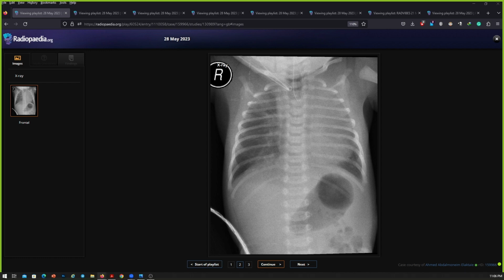Okay, please leave the mouse. Okay. You said VACTERL. What is VACTERL? Could you elaborate on it? Yes, it is basically a spectrum of congenital anomalies which constitute vertebral anomalies, anorectal malformations, tracheoesophageal fistulas, cardiac defects, and radial abnormalities like limb abnormalities.